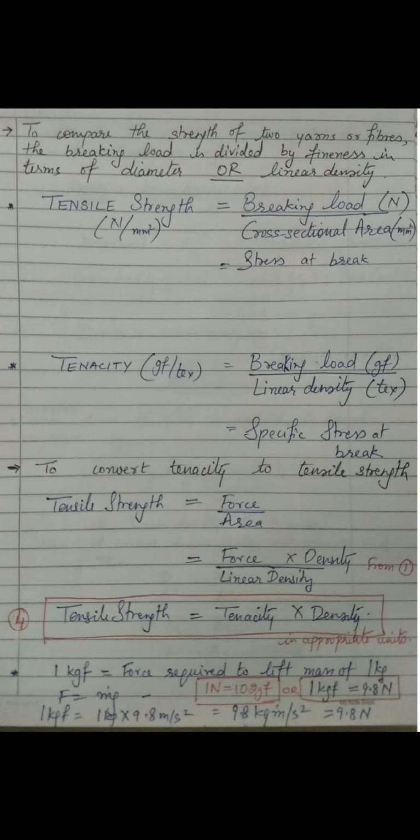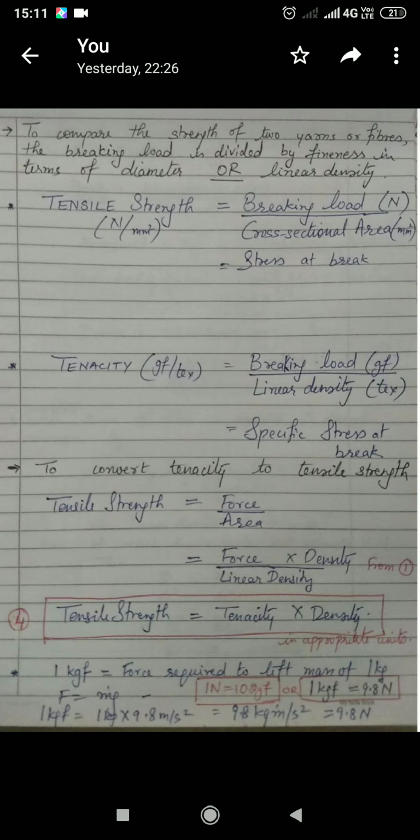Now, tensile strength is expressed in units of Newton per millimeter square or Pascal or GPa, and tenacity is expressed in terms of gram force per tex or GPD, that is gram force per denier. Now first we'll define these two terms.